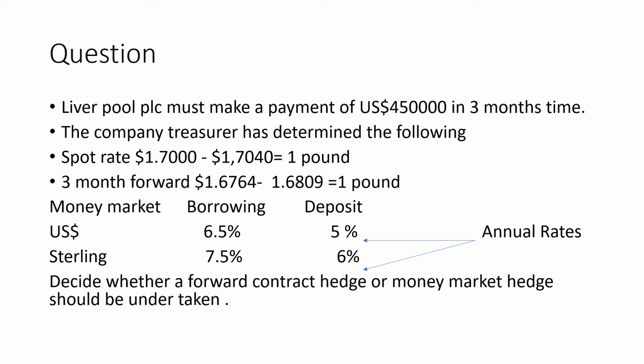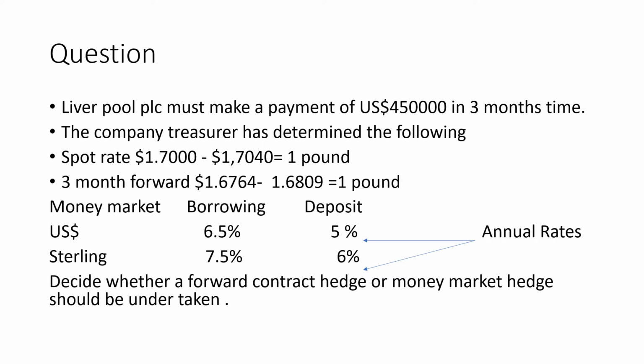There is a Liverpool PLC company, and they have to make a payment of $450,000 in 3 months' time. The company treasurer has determined the following. The spot rate is $1.7000 to $1.7040 equal to £1, and the 3 month forward rate is $1.6764 to $1.6809 equal to £1.